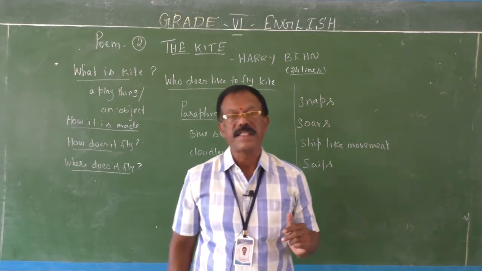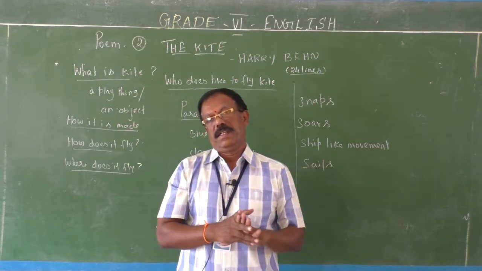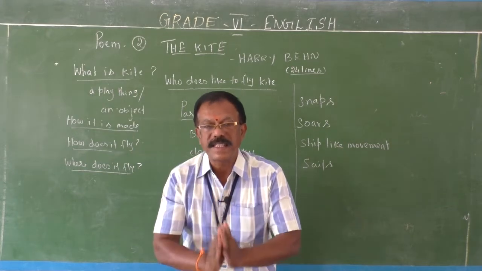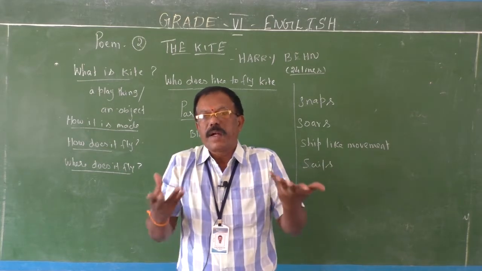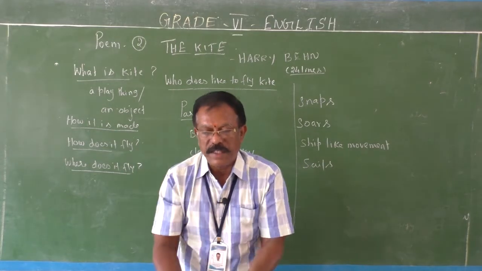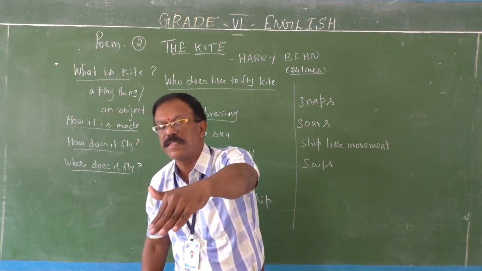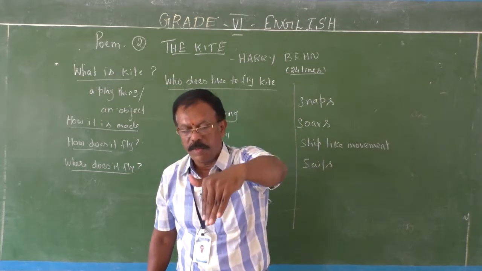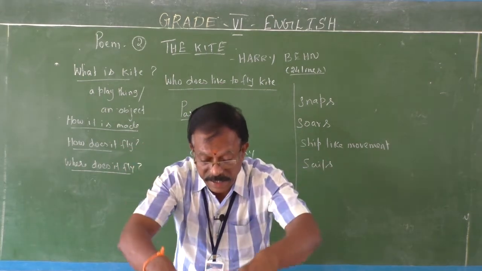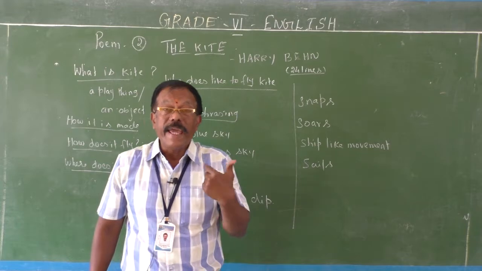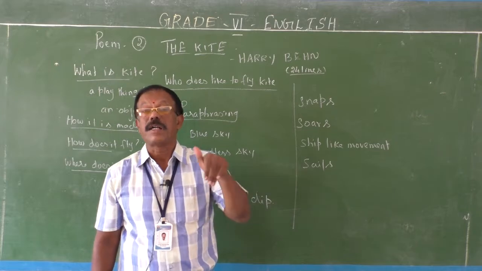So in the third line the poet says, with a dive and dip, it stands for the downward movement of the kite. When the wind loses its speed, when the wind becomes weak, then what happens? The kite comes downward. See, it is flying like this, then slowly it starts to travel towards the earth. So the downward movement of the kite is described here by the poet. It is diving. So the kite makes a dive and it starts to dip.